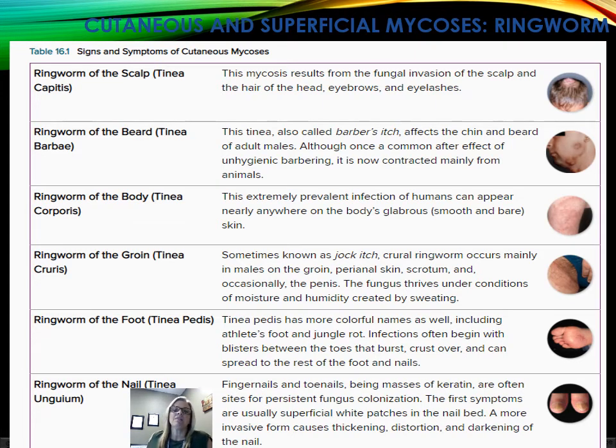All right, these can be transmitted human to human, animal to human, soil, or fomite to human as well, and you definitely need to know these. So tinea capitis, that's going to be the scalp. Okay, the scalp area, and you see it's also head, eyebrows, eyelashes, and then you have tinea barbae, which is a little less known, tinea corporis. This is the one you're probably most familiar with. This is where you can see this anywhere on the skin, and this gives you that classic ringworm look.